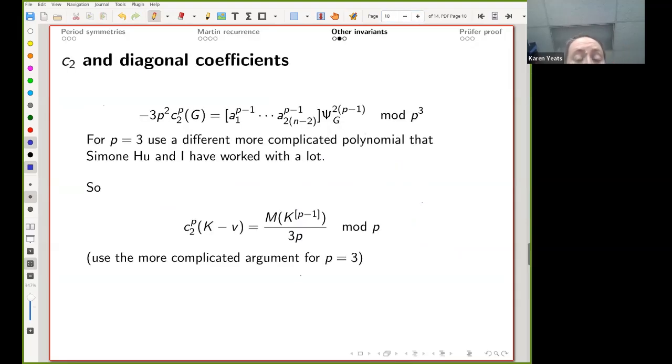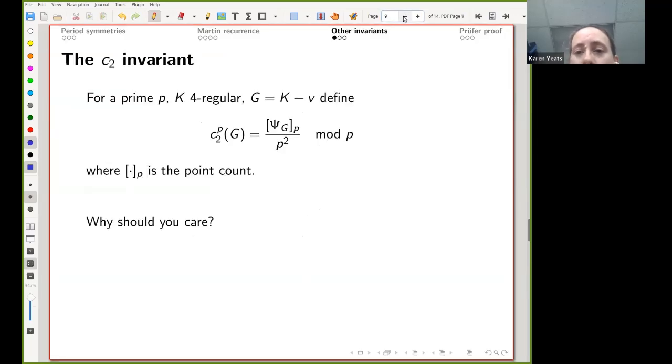So I said I wanted to show something about C2. And I obviously skipped a page. Okay. I said I want to tell you something about C2, so I need to tell you what C2 is. So what is this thing? I'm going to take a prime P. Now I'm back to the situation where my K is 4 regular and my G is still K minus V.